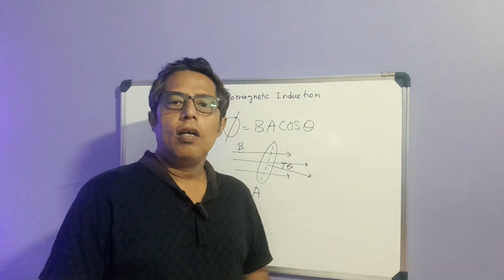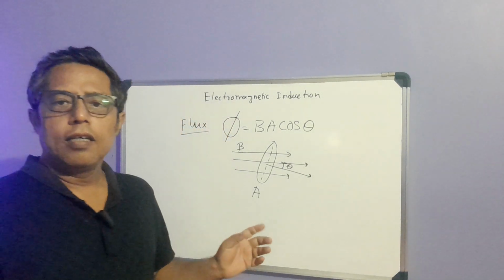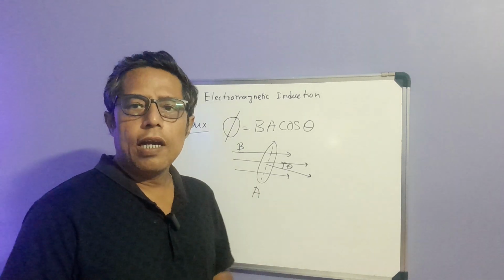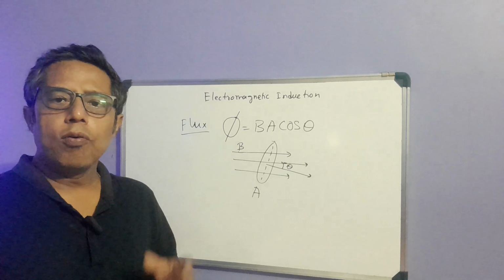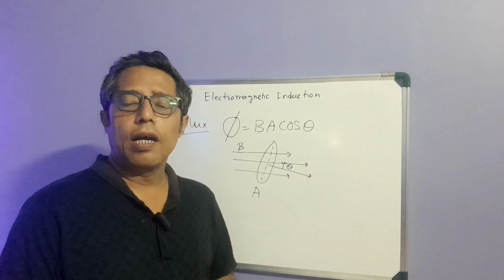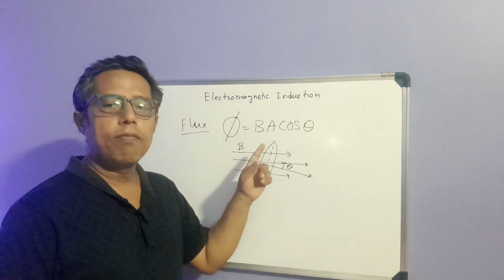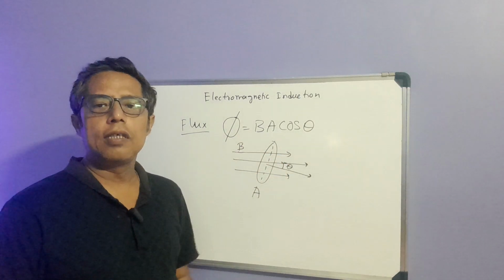Dear student, today I'll be discussing electromagnetic induction. So what is electromagnetic induction? Before going to that, we have to understand what is magnetic flux. Here is the expression of magnetic flux: phi is equal to BA cos theta.